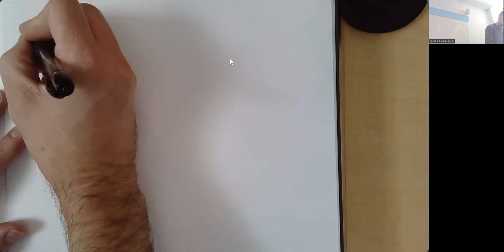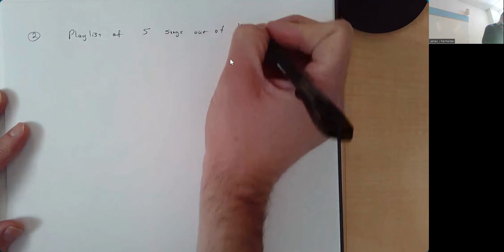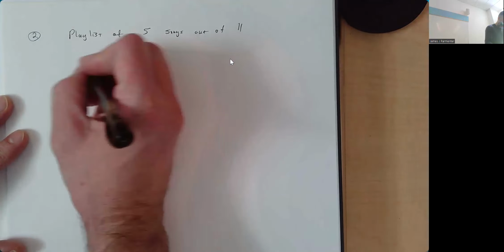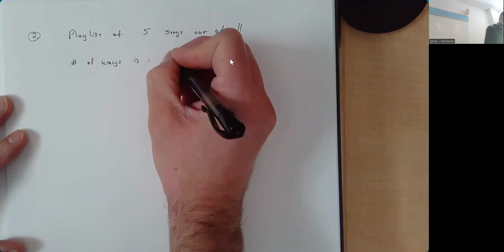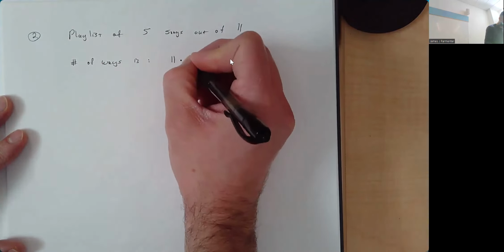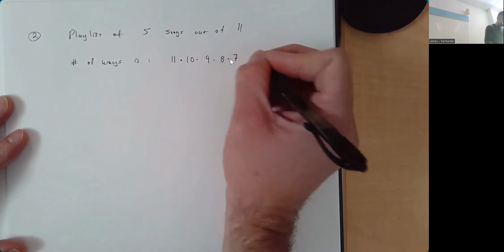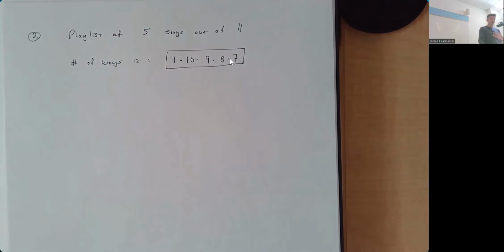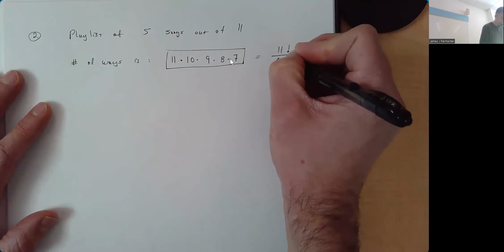So I want to make a playlist of 5 songs out of 11. Again, the way I would personally prefer to write this is the number of ways, 11 choices for the first song, times 10 choices for the second song, times 9 choices for the third, times 8 choices for the fourth, times 7 choices for the fifth. That's my answer. If you prefer, and I don't, you could also write this as 11 factorial divided by 6 factorial.